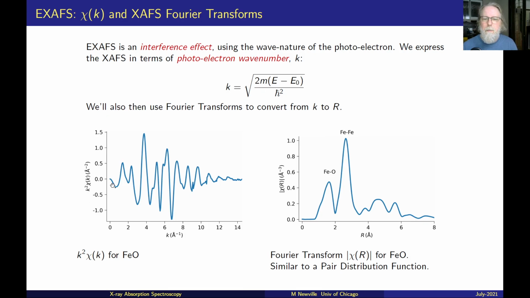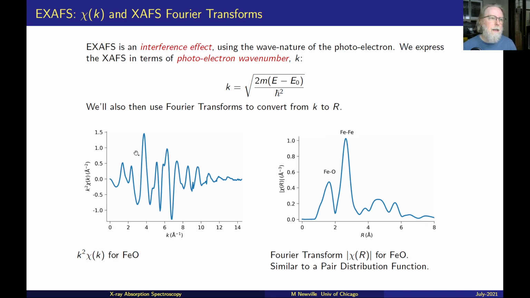So if we take that same data and put it on a k-axis and multiply it by k squared to weight the further out oscillations, we'll see that there are oscillations that continue out to 500 volts above the edge, or a k value of 12 inverse angstroms. So that's k squared chi for the same data set.